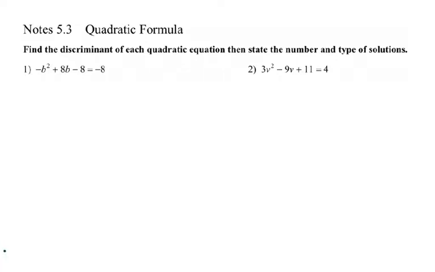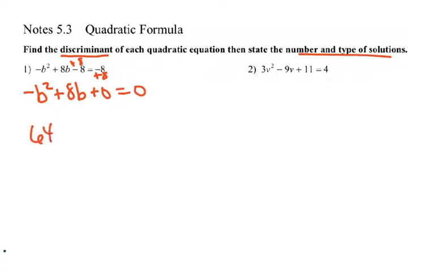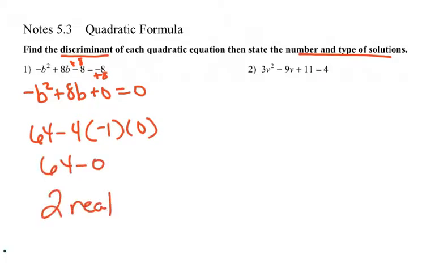In the first part, it says find the discriminant and tell me the number and type of solutions. I'm not asking you to solve this. The first thing I'm going to do is get everything together on the same side, because, like I said, it doesn't work if you don't have everything on the same side. Then I'm going to do b squared minus 4 times a times c. So it's going to be 64 minus 0, so that's positive, and so there's going to be two real solutions.